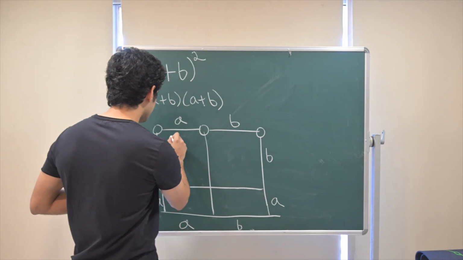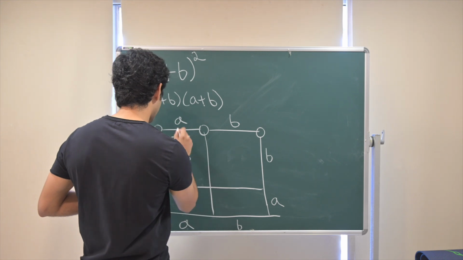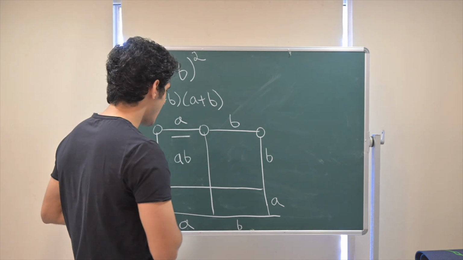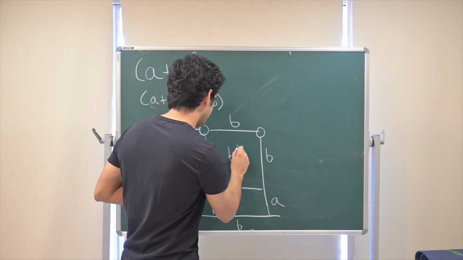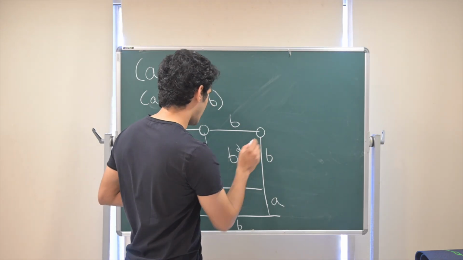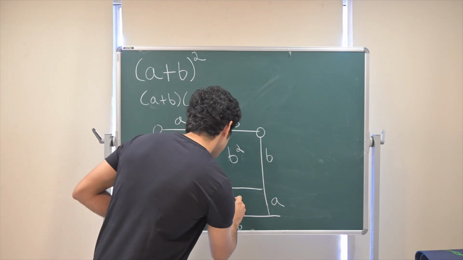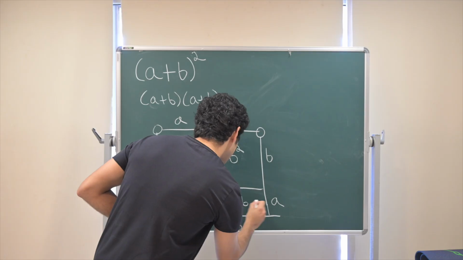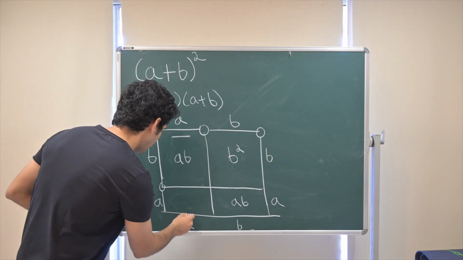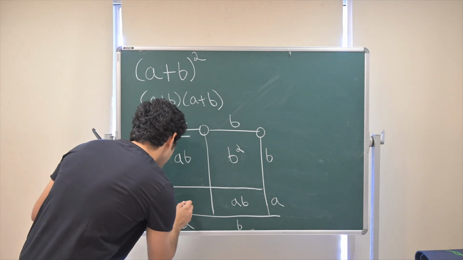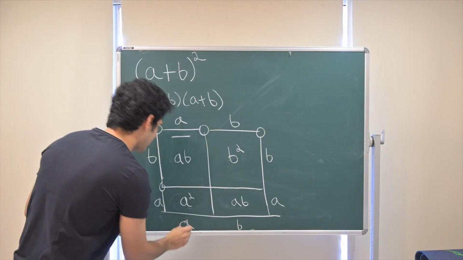So this first region here has value a times b, so it's just a rectangle with sides a and b. The second region here has the value b squared because we have b times b, and that's a square. This region here has the value a times b as it's a rectangle with sides a and b. And this one, although it doesn't look like a square, forgive me for that, has the value a squared. It's a times a.